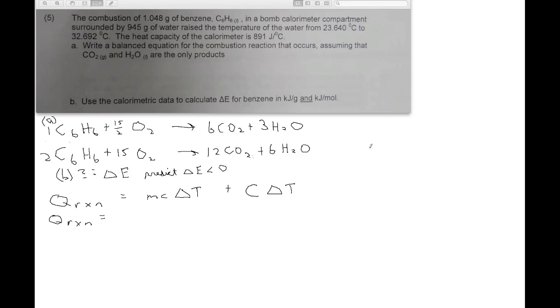Well, since they didn't give us the specific heat of water, then maybe they don't want us to use it, so instead it would be Q reaction is equal only to C delta T, where capital C is equal to 891 times the change in temperature, which is 32.692 minus 23.640.